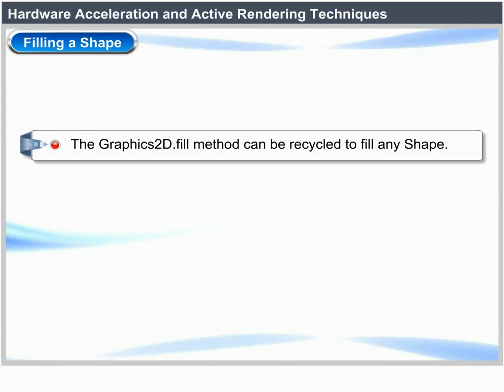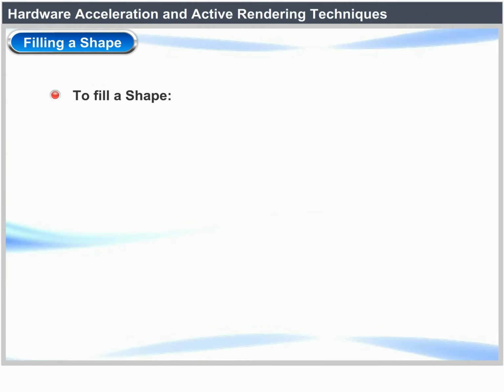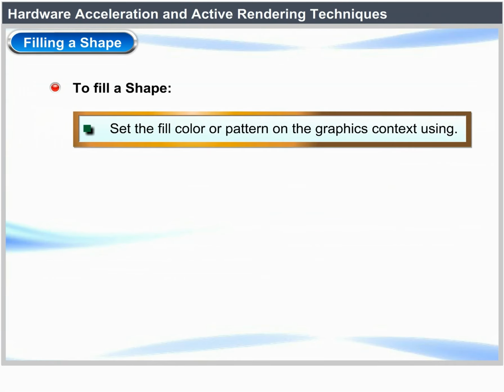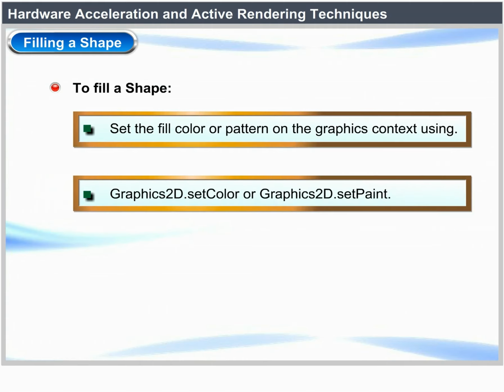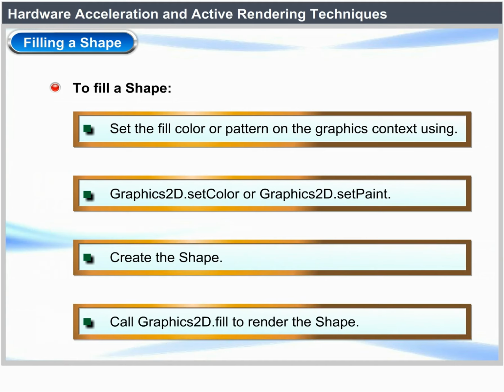Filling a shape. The graphics2d.fill method can be used to fill any shape. When a shape is filled, the area within its path is rendered with the Graphics2D context's current paint attribute: a color, TexturePaint or GradientPaint. To fill a shape, set the fill color or pattern on the graphics context using graphics2d.setColor or graphics2d.setPaint. Create the shape. Call graphics2d.fill to render the shape.